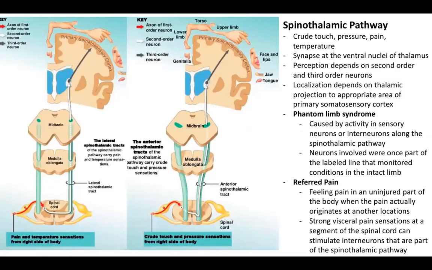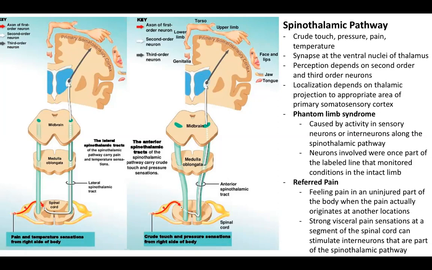So the spinothalamic pathway monitors for crude touch. It carries crude touch, pressure, pain, and temperature. It synapses in the ventral nucleus of the thalamus. We see here that it decussates at the spinal level. The pain, pressure, and crude touch come in, synapse right away, and go up the anterior column up to the ventral nuclei in the thalamus, and then go to the primary somatosensory cortex.